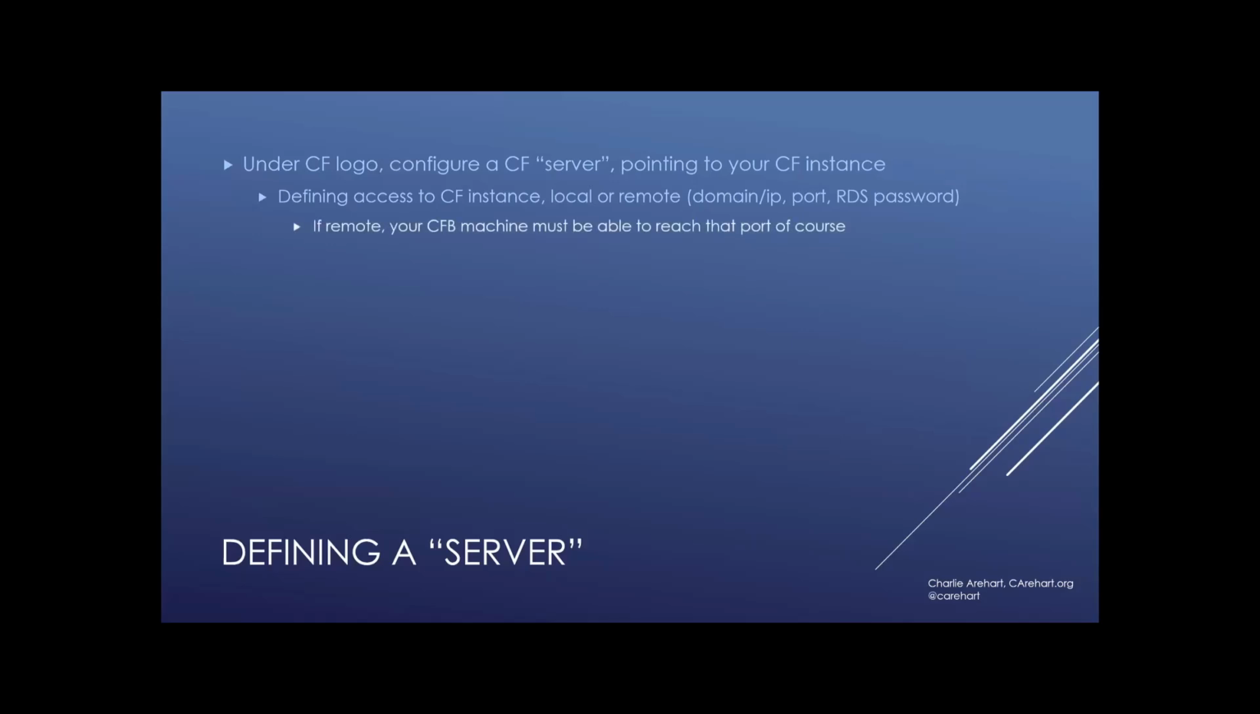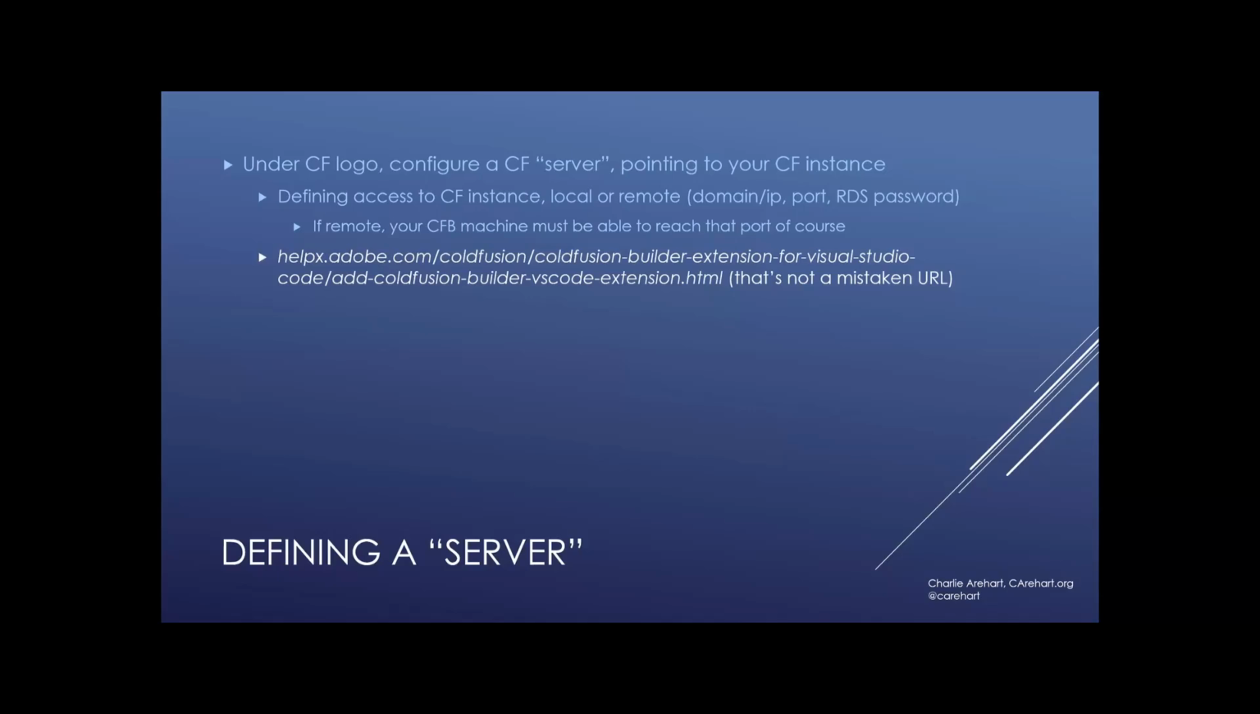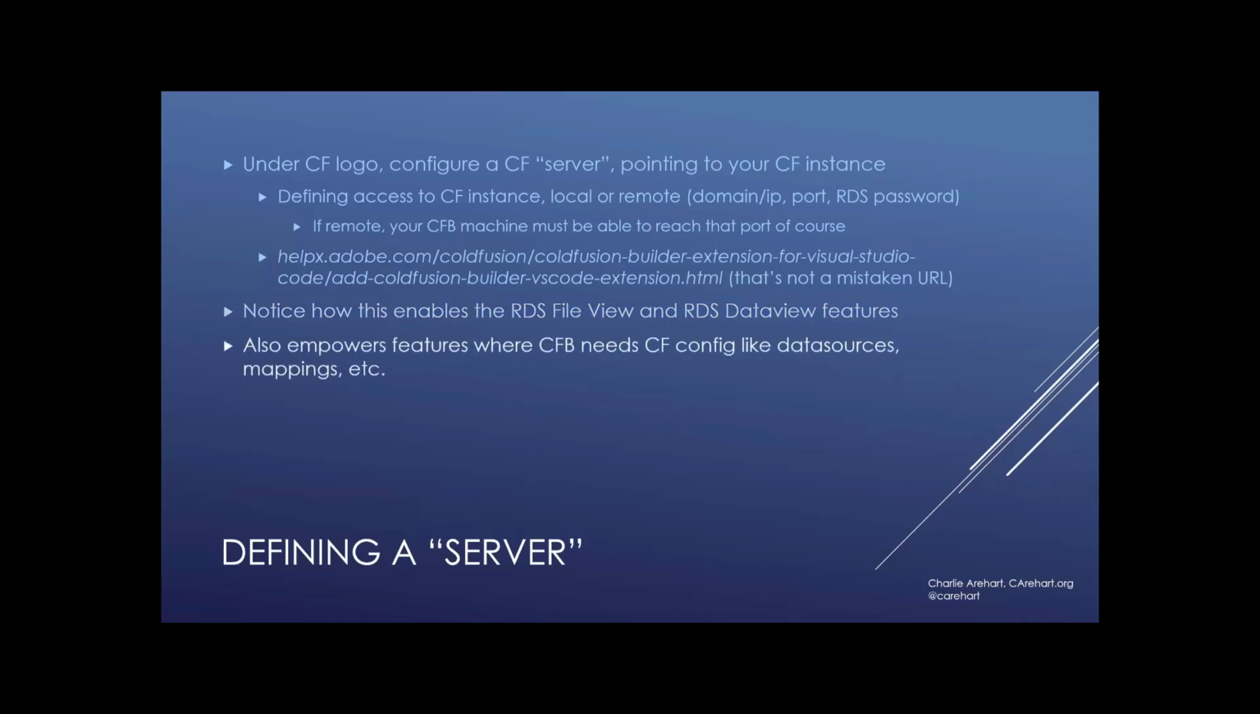There's that. It's got to be reachable, right? So you might have to open firewall ports. And here's the documentation for how to do that. And that's not a mistaken URL. I know it says add ColdFusion Builder VS Code extension. That's not what it should say. It should say add ColdFusion Server. Anyway, that's the URL. And it enables RDS file view and data view features, if you know what those are from prior working with other things like Dreamweaver or CF Studio or ColdFusion HomeSite Plus. Those were there then, they're there now.